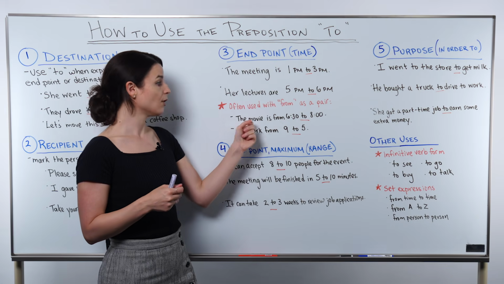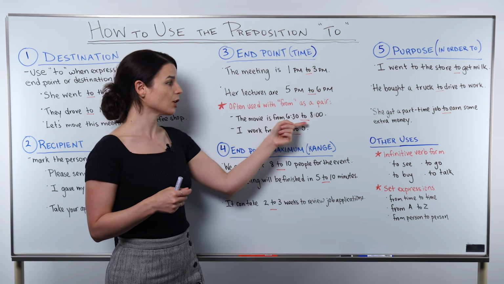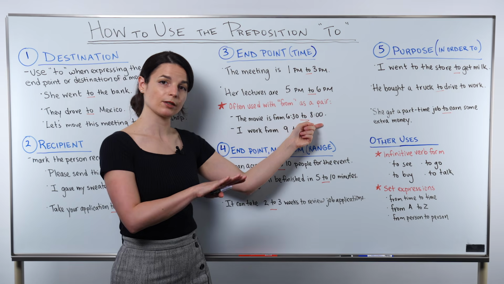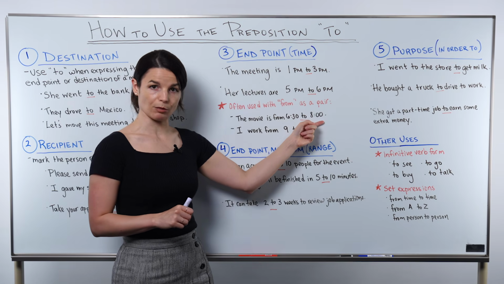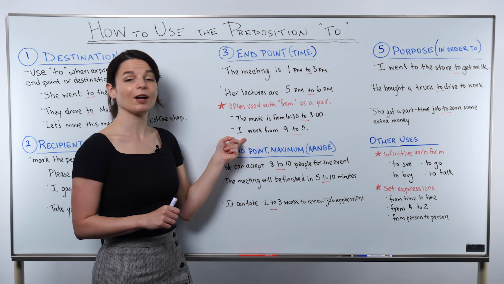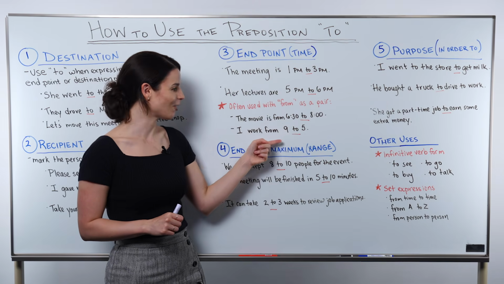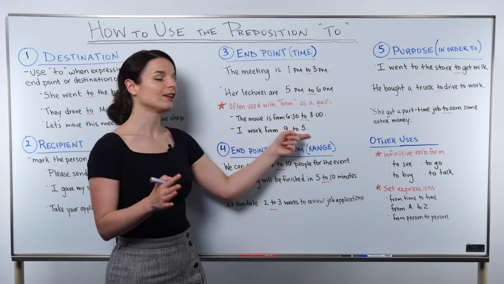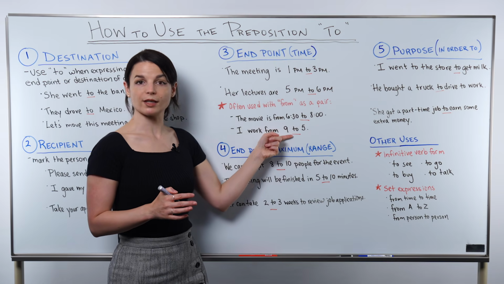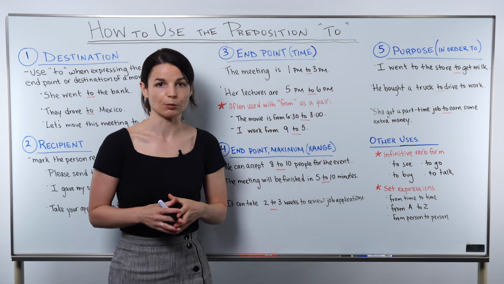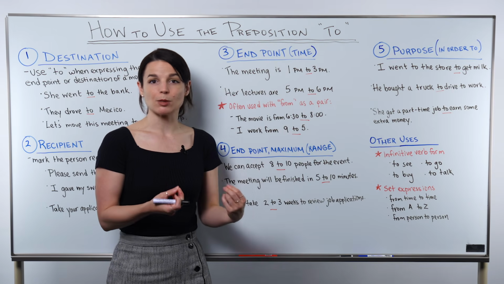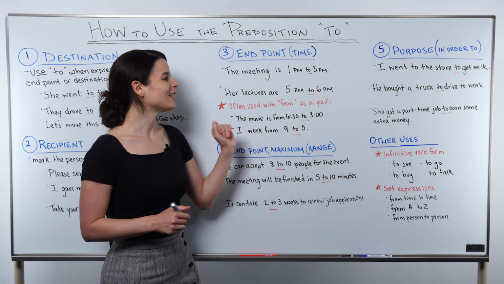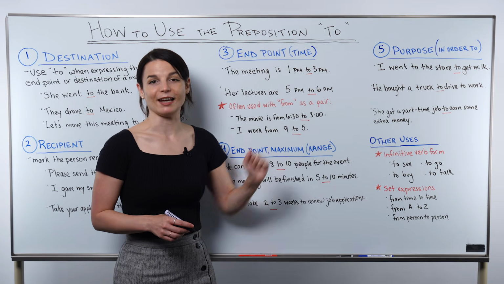For example, the movie is from 6:30 to 8. From marks the start point, to marks the end point. One more example. I work from 9 to 5. Again, from is before the start point and to is before the end point. So we always use this pattern when we talk about end points. We cannot swap the two. We need to use to before the end time.